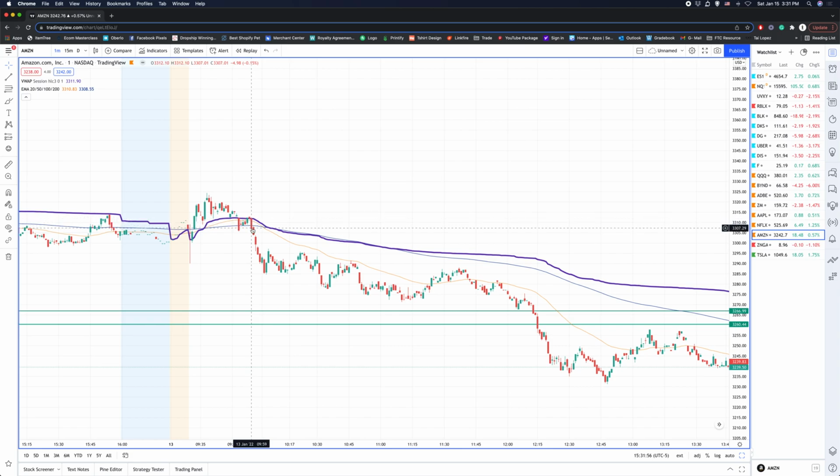9:59. It broke here. Broke the VWAP. Right. It broke the VWAP right here. Came back up. It tested it and went all the way back down. All right. I would have been in this trade.